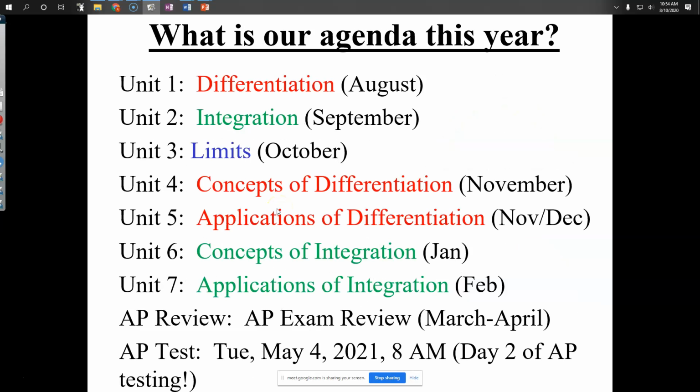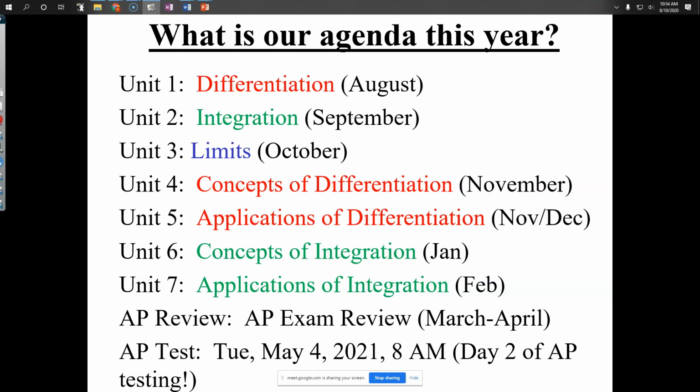All right, so here's our very optimistic perspective of how this year is going to go. Everything in red there has to do with derivatives. Everything in green has to do with integrals. And then blue, we only do 1 unit on limits. This is the time frame that we're looking at. My hope is to be done by the end of February with everything, so that we can spend the last 2 months just preparing for the test.